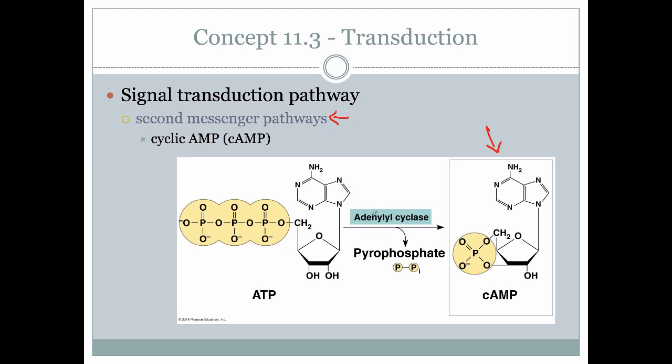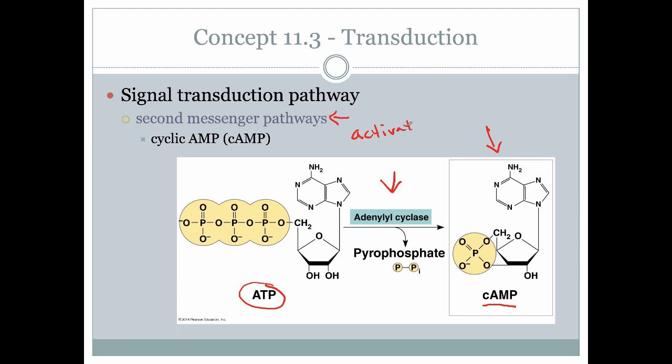So the most common second messenger in cells is something called cyclic AMP. Cyclic AMP is a molecule that is formed from ATP. It's an enzymatic reaction, and the enzyme is called adenylyl cyclase. You need to know the name of this enzyme, all right? Adenylyl cyclase. And what adenylyl cyclase does is it's activated in response to signaling.